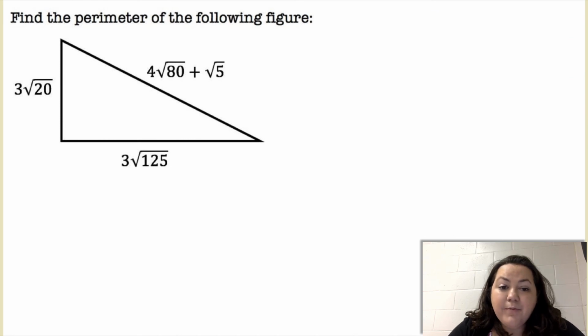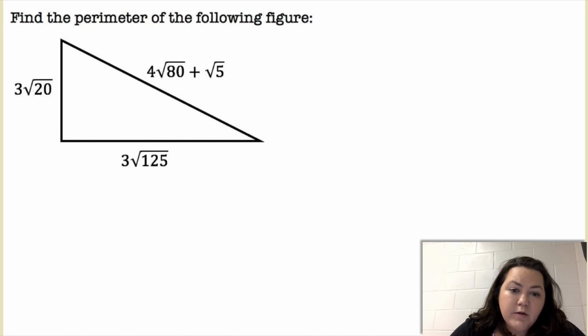All right, find the perimeter of the following figure. So I need to get these so that I can combine them. So the smallest radicand that I have is square root of 5. So I probably want to break them up so that they all somehow have a square root of 5. So I'm going to start with 3 square roots of 20. Well, I know 5 goes into 20 4 times, and 4 is a perfect square. So I'm going to go ahead with that.